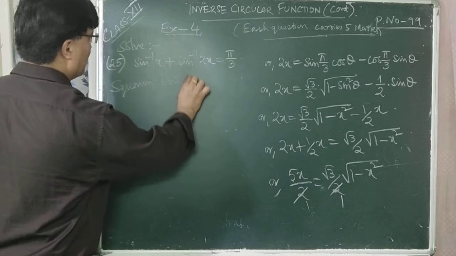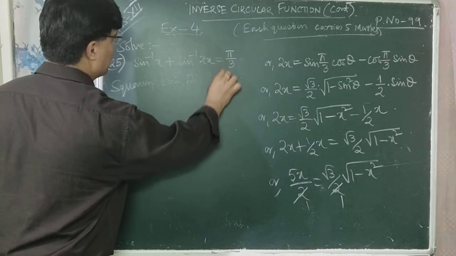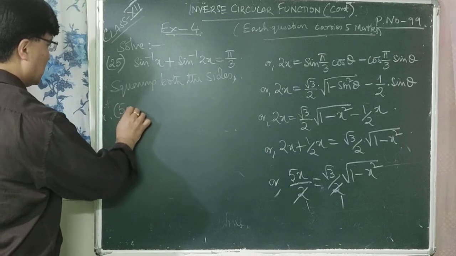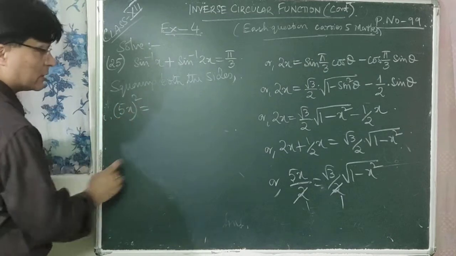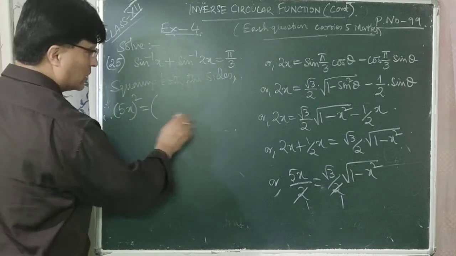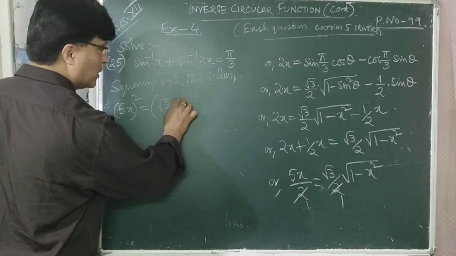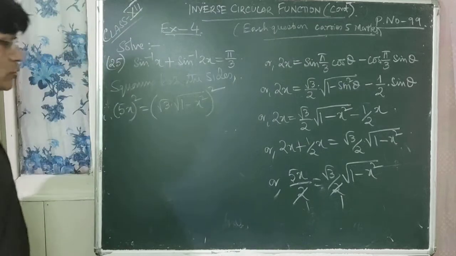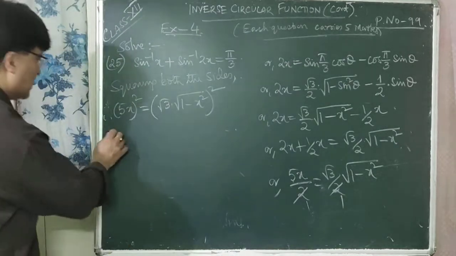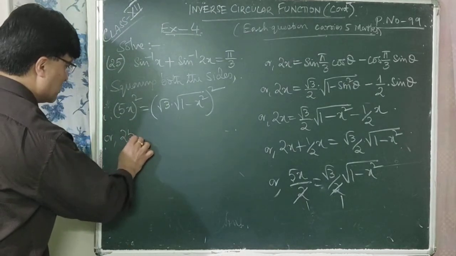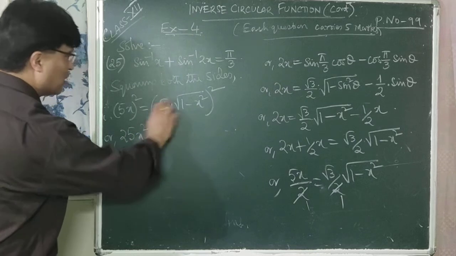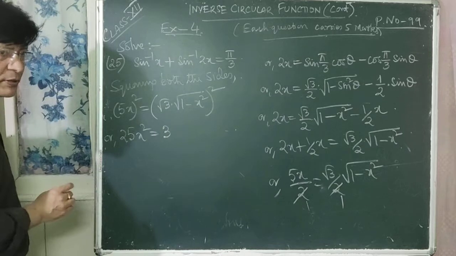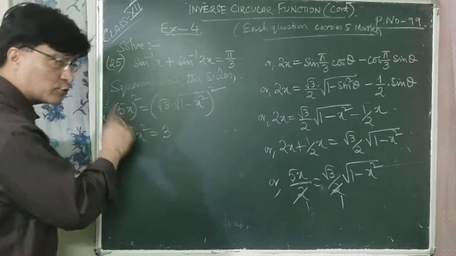Squaring both the sides, what do we get? It is 5x whole square is equal to, on the right hand side, root over 3 into root over 1 minus x square, this is whole square. So let's simplify it again. This is your 25x square is equal to, how much is it? Root over 3 whole square, square root will be removed. Here also square root whole square, square root will be removed.